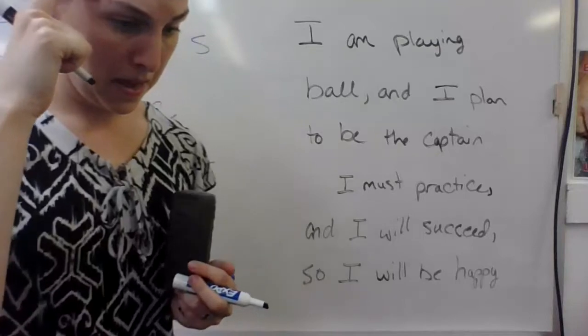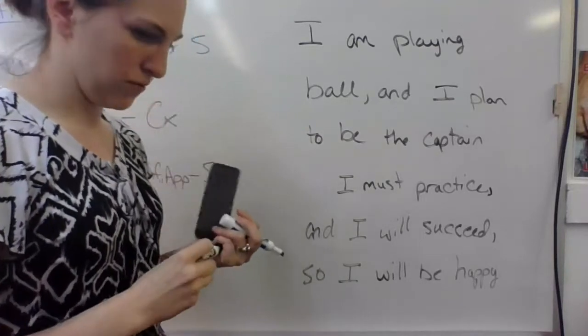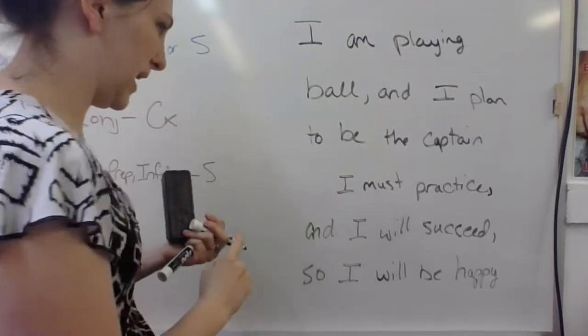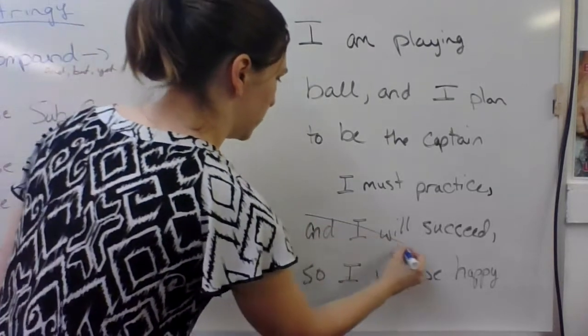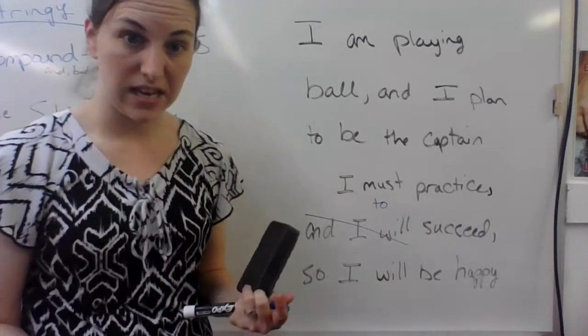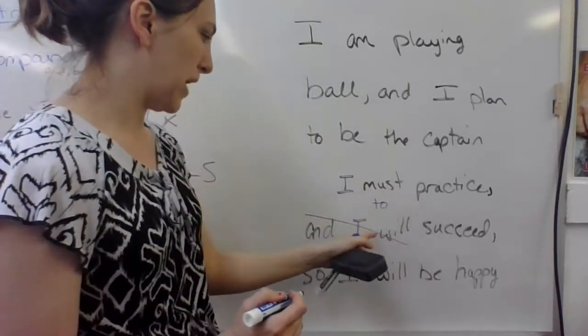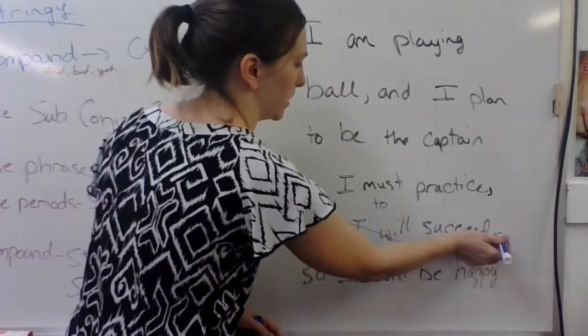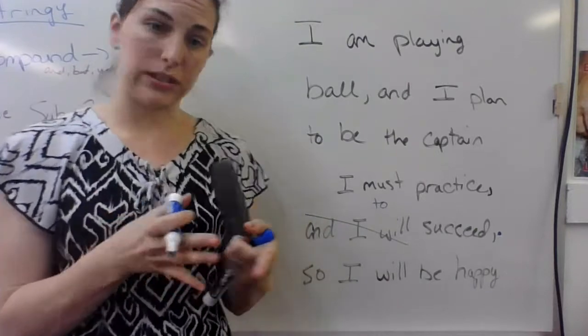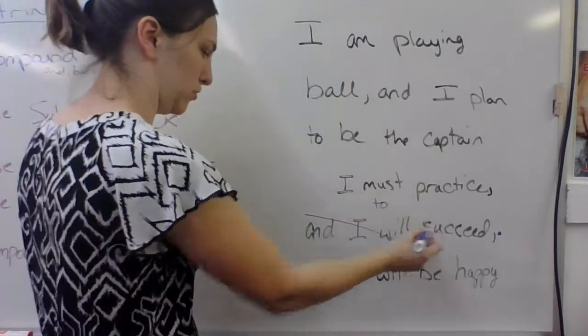Okay, we can use some phrases. I must practice. Starting right here, I must practice. And get rid of this whole thing and just put the word to, making it an infinitive. Okay, to plus a verb. I must practice to succeed. You can stop it right there. We've got 2 thoughts now, but we've combined it into a simple sentence. I must practice to succeed.